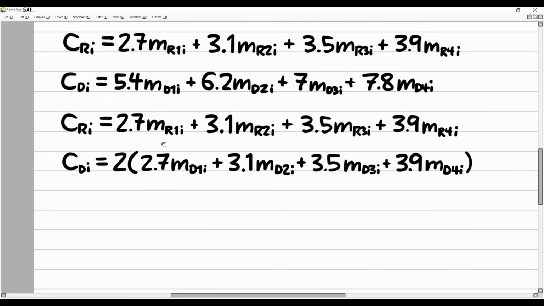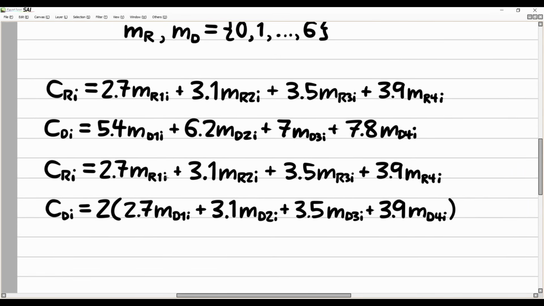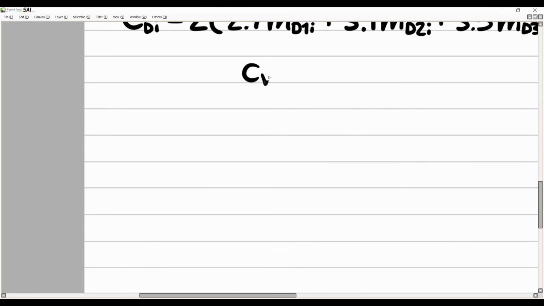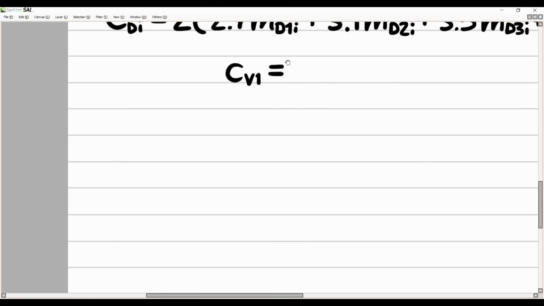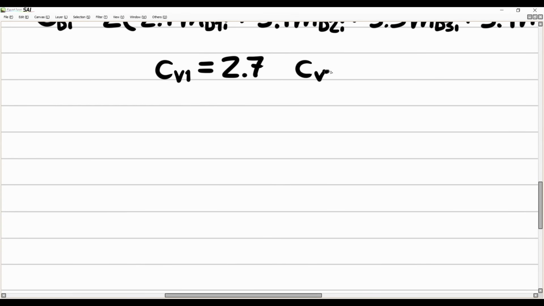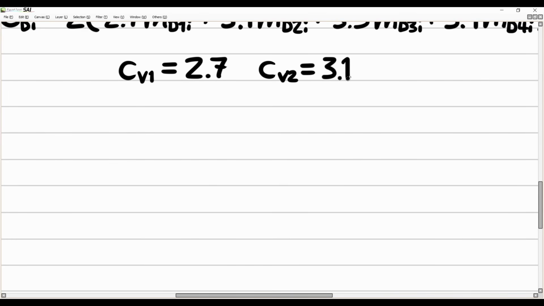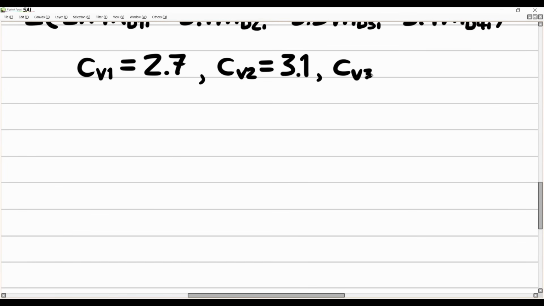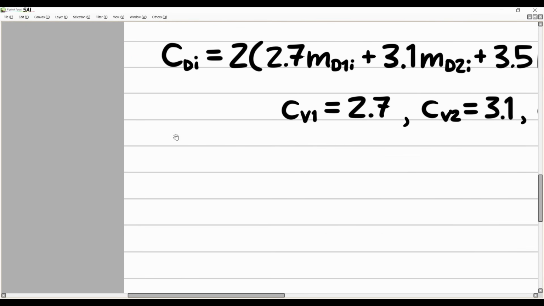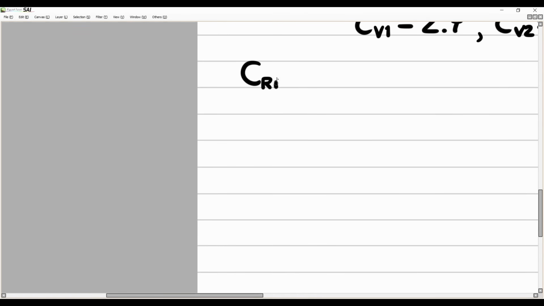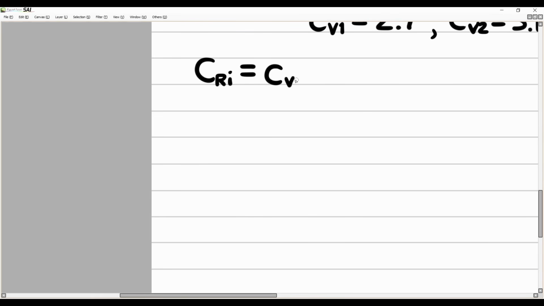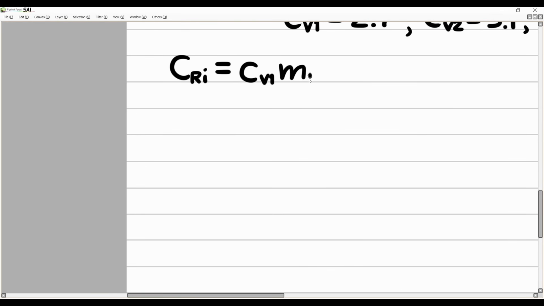From here, what we can do is simplify our notation a bit. I'm going to let CV1 equal 2.7. I'm going to let CV2 be equal to 3.1, and hopefully you'll see the pattern by now. So this allows us to write out our equations in a much simpler manner, or at least it's simpler in the sense that I don't need to write specific numbers.